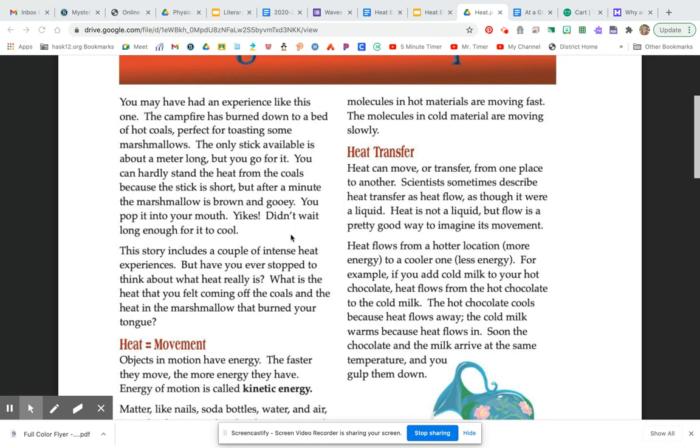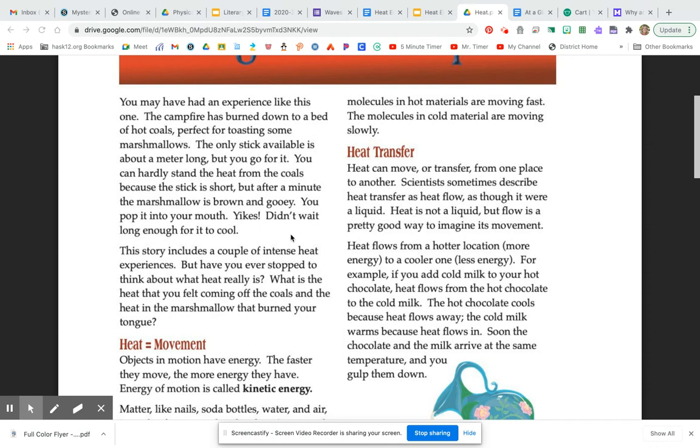Heat transfer. Heat can move or transfer from one place to another. Scientists sometimes describe heat transfer as heat flow, as though it were a liquid. Heat is not a liquid, but flow is a pretty good way to imagine its movement. Heat flows from a hotter location, more energy, to a cooler one, less energy.